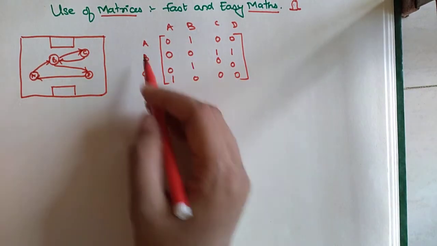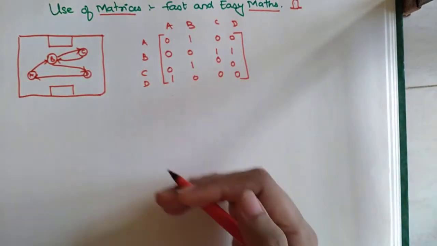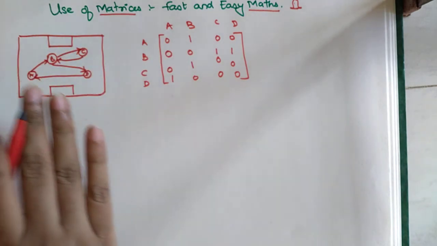So in this way, the information is fed to the computer to make it understand exactly what happened on the football field.